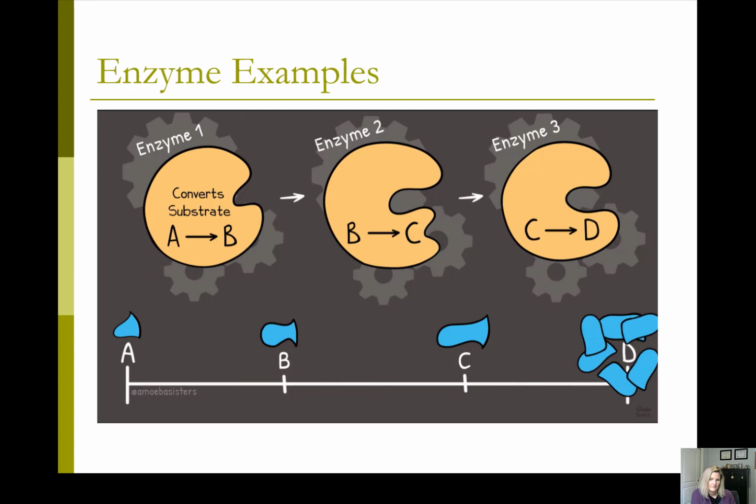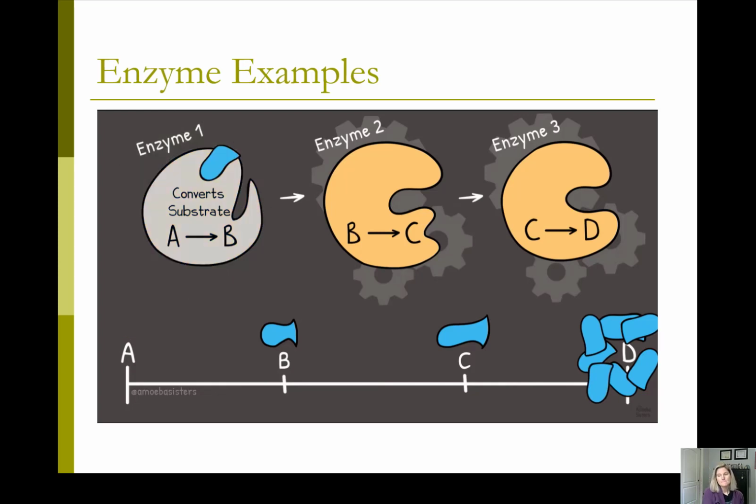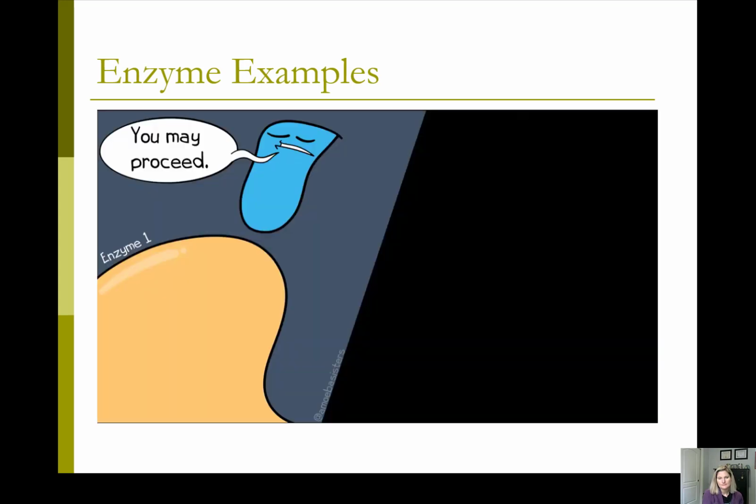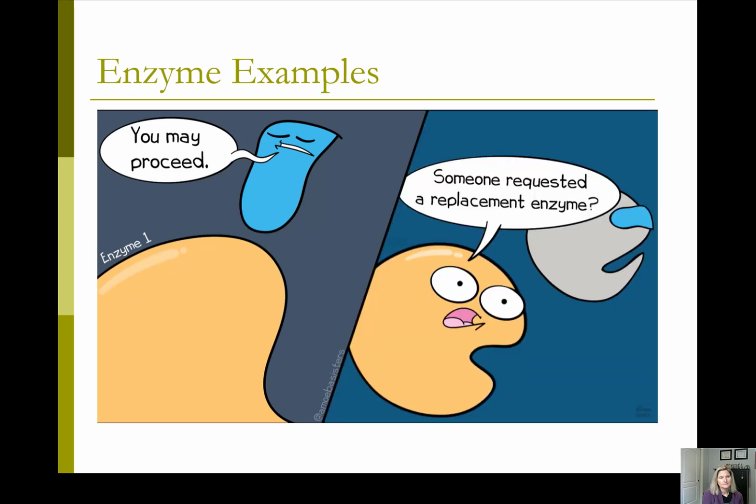It's the ultimate product, but you have enough, and it's wasteful to keep producing it, or maybe it's even harmful to make too much. Well, product D might also be a non-competitive inhibitor for enzyme 1, stopping enzyme 1 from working, which will stop the process. Again, this could be reversible, or it could be that more enzyme 1s are produced in the body if this needs to start up again.